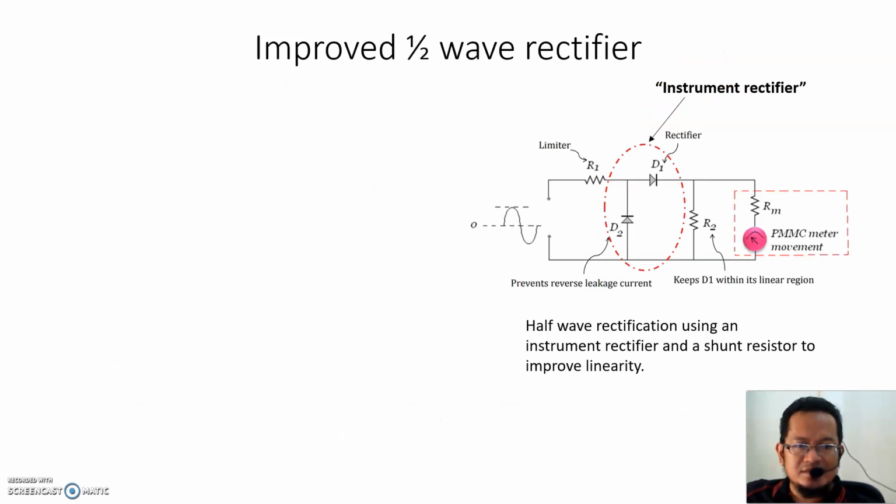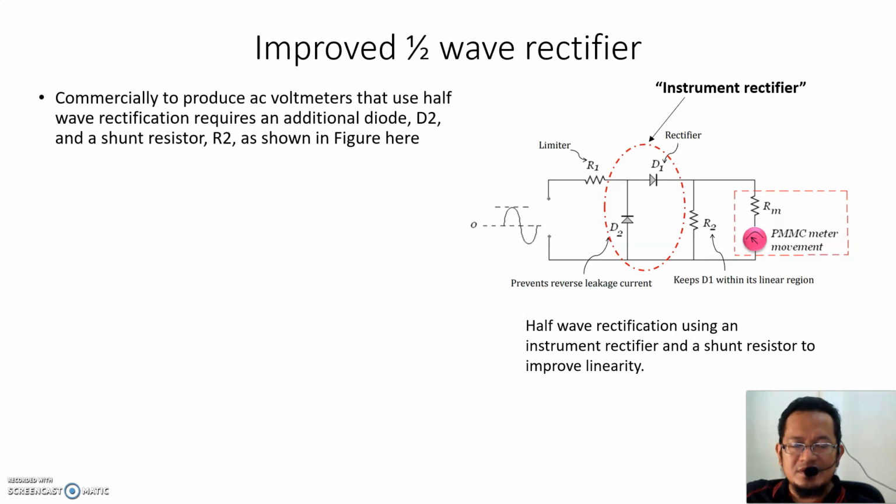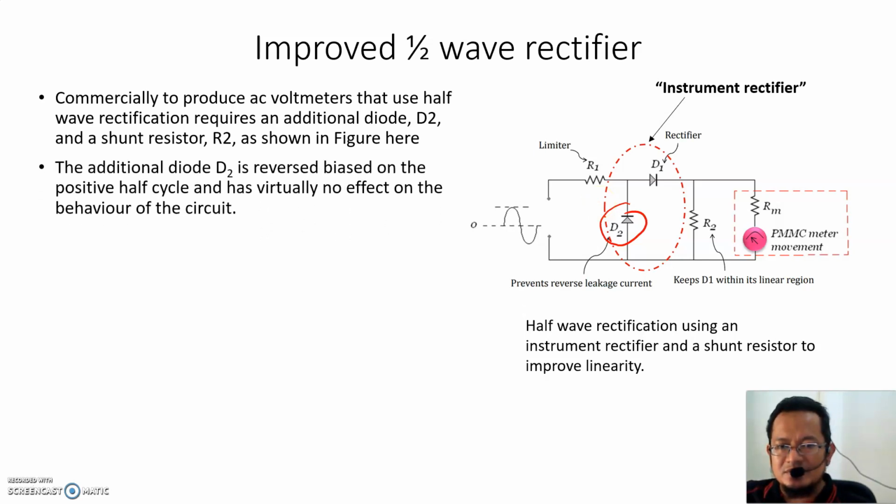So how do we improve that? One way to improve the half-wave rectifier is to add another diode here, which is D2. Commercially, a D2 is inserted in any half-wave rectifier kind of AC meter. D2 is arranged in such a way that it is reverse biased on the positive half cycle, and it has virtually no effect on the behavior. It just stays there and prevents any leakage current.